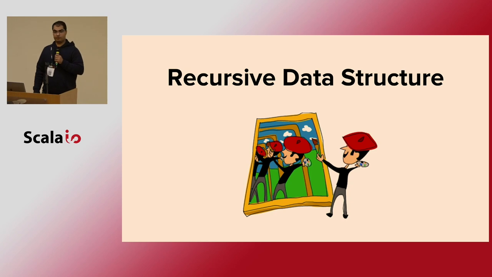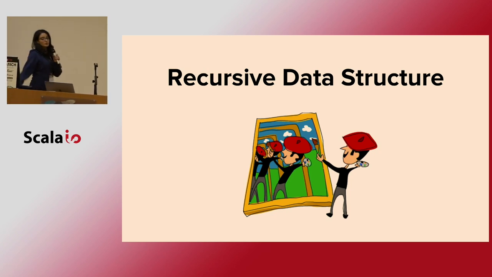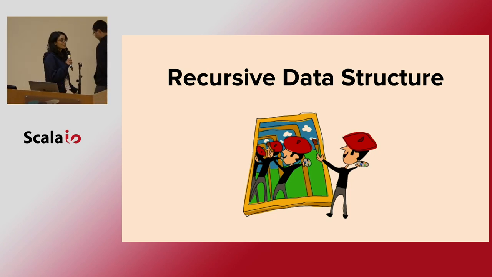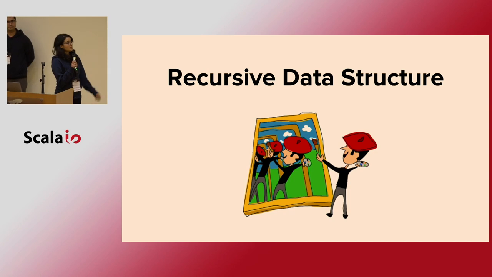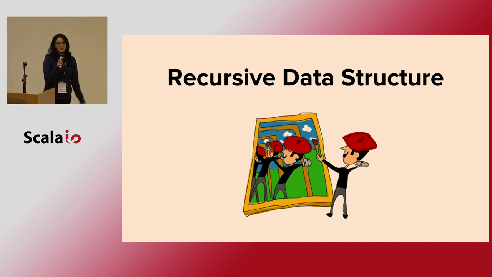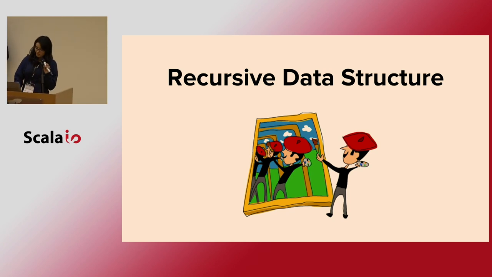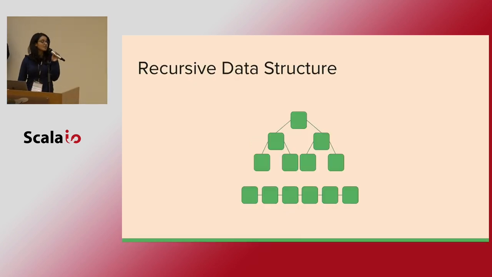Now we're going to talk about recursive data structures, because our problem statement needs to handle any kind of data, no matter how nested. In order to apply privacy with different strategies, we need to deal with recursive data structures. So let's understand, first of all, what a recursive data structure is.